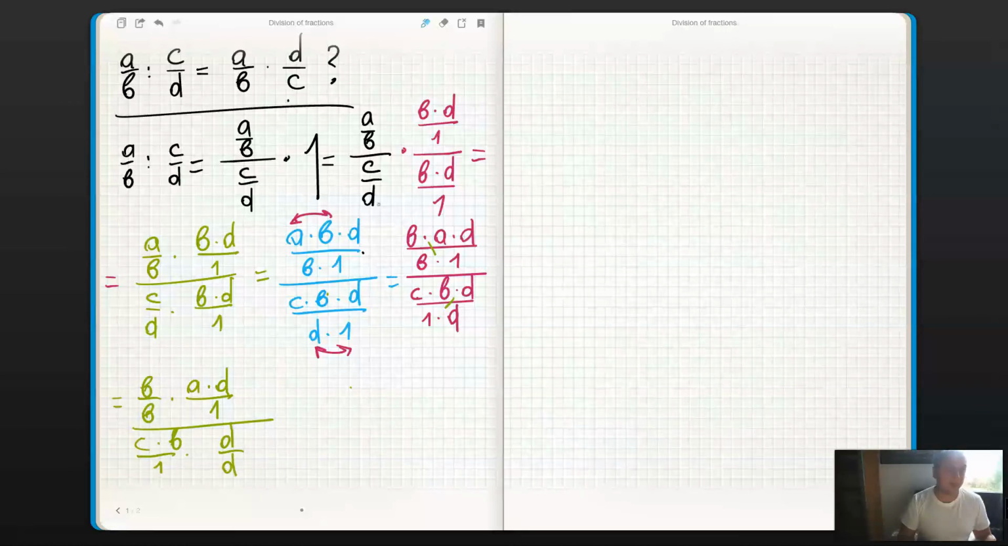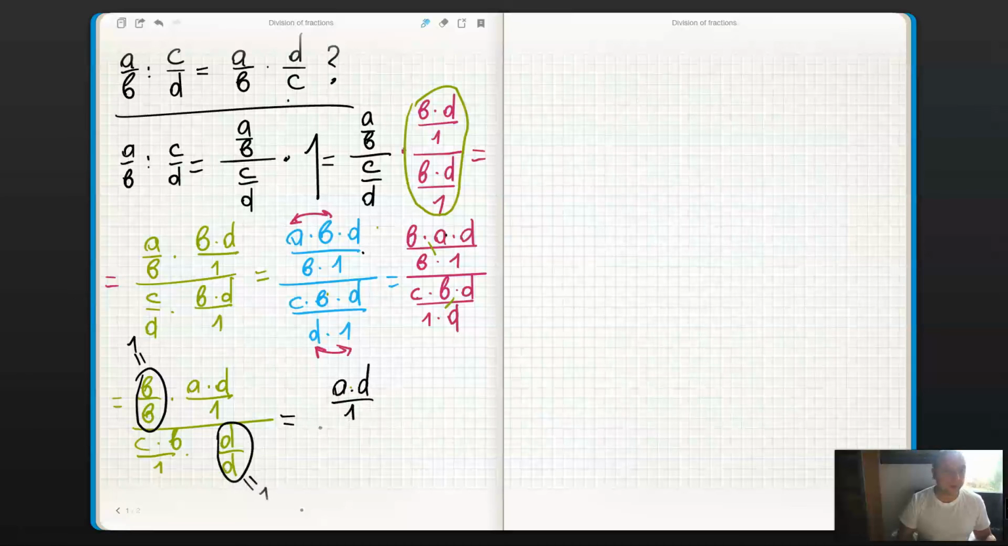And now you see maybe why I wrote number 1 the way I chose it, because now, as you can see, B divided by B is 1 and D divided by D is 1 as well. So now we have A times D divided by 1 over C times B divided by 1. Division by 1 means nothing, so we can forget about that. So that would be A times D divided by C times B, right?